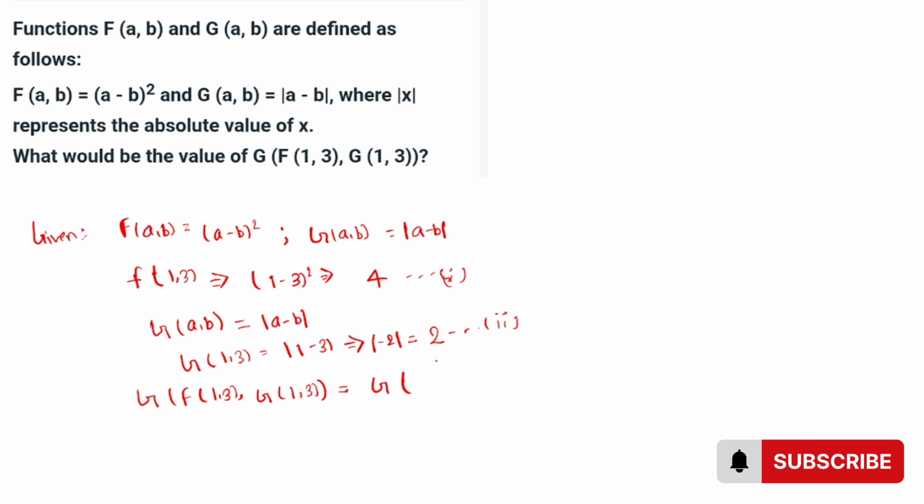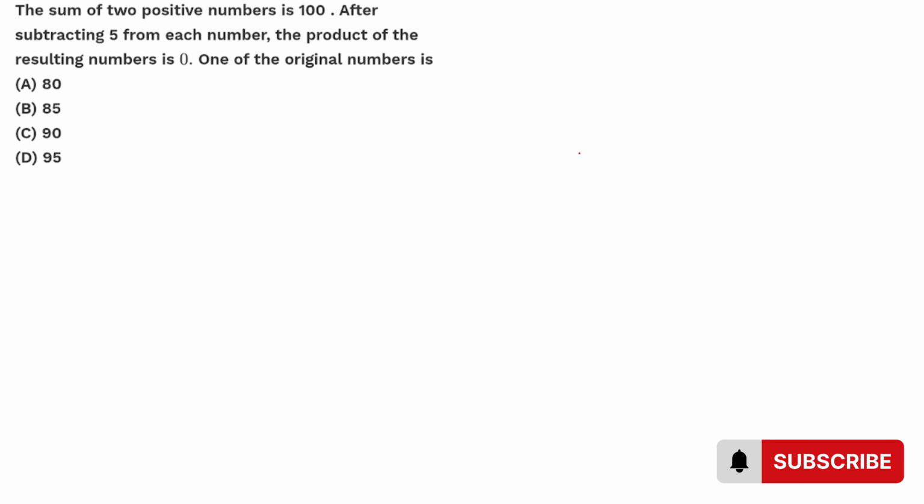f of (1, 3) is 4 and g of (1, 3) is 2. And g of (a, b) is given as mod of a minus b. So mod of a minus b, 4 minus 2. So 2 is the answer to this question. Okay, easy guys. Come to the next question.